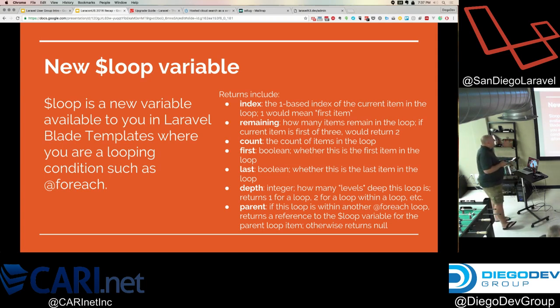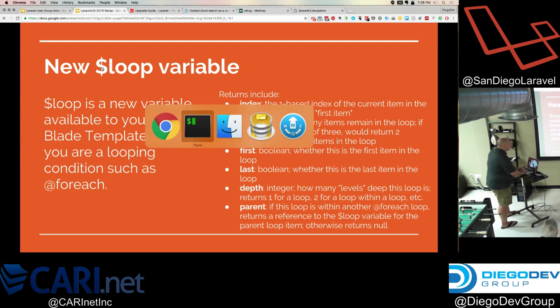Okay. So in your views now, you have a new loop variable available to you. It's available in your Blade templates, and it tells you where you're at in a foreach loop, basically. You have a couple things available to you: index, remaining, count, first, last, depth, and parent. And I have an example. I'll show you how to do this. It's pretty nifty.